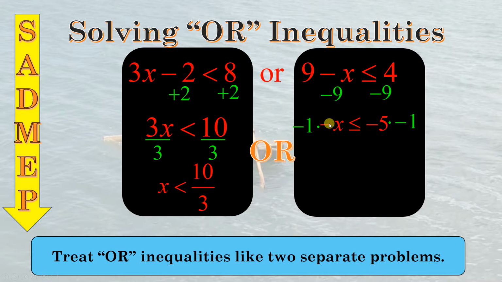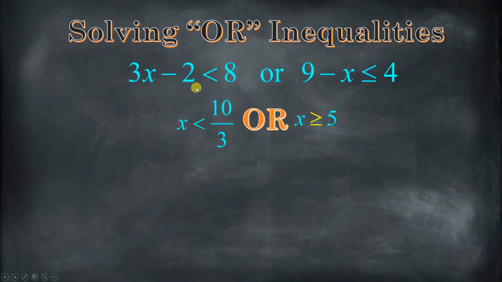But when you're trying to get rid of multiplication or division, you want a product of 1 times your variable. Now, don't forget that when you multiply or divide inequalities by a negative, you have to change the direction of the inequality. So here's what we got. For this inequality, x is less than 10/3 or it's greater than or equal to 5.